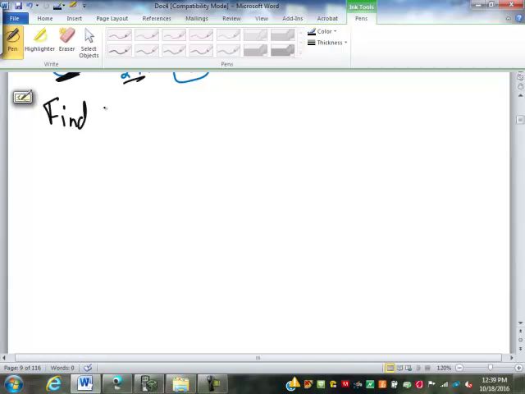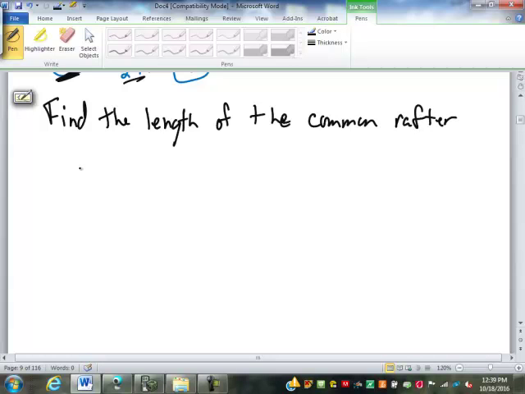Out of your packet, I want you to use the picture of the square there to find the length of the common rafter. That notation is feet, inches, and sixteenths is what that's saying.